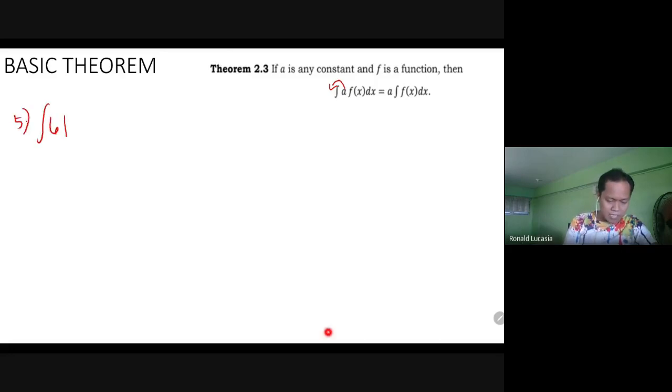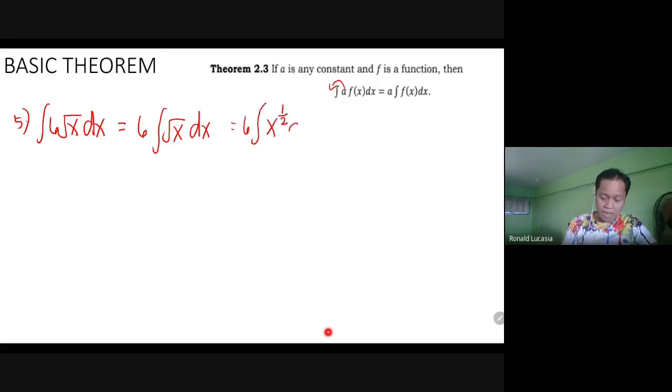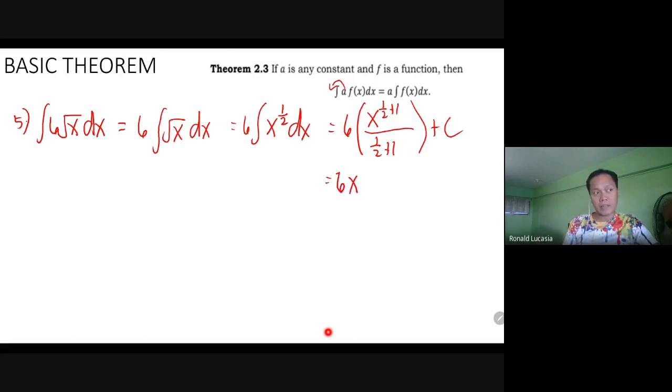The integral of 6 square root of x dx. We can simplify this as 6, that's the constant, or the a, times the integral of square root of x dx. But the square root of x can be expressed in exponential form as 6 times x raised to the power of 1/2 dx. Okay, then applying the previous theorem, we could have 6 multiplied by x raised to 1/2 plus 1 over 1/2 plus 1, and then plus c. So this will be 6x, 1/2 plus 1 is equal to 3 over 2, over 3 over 2 plus c.